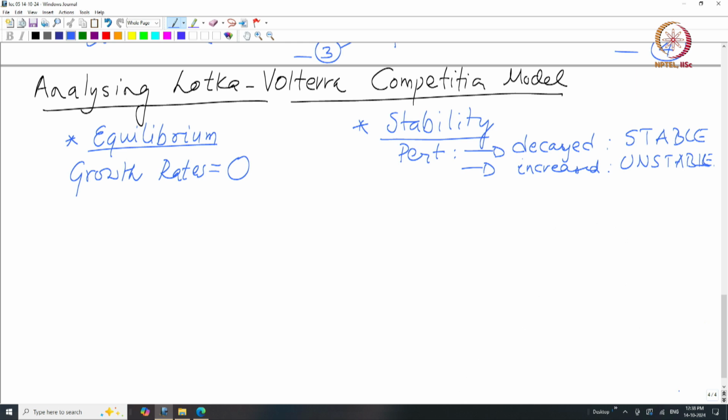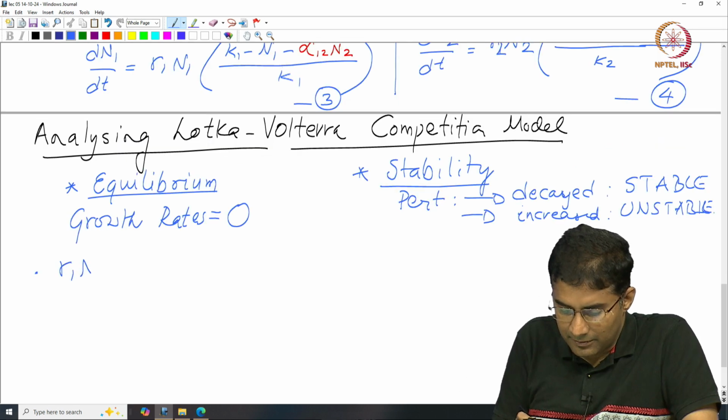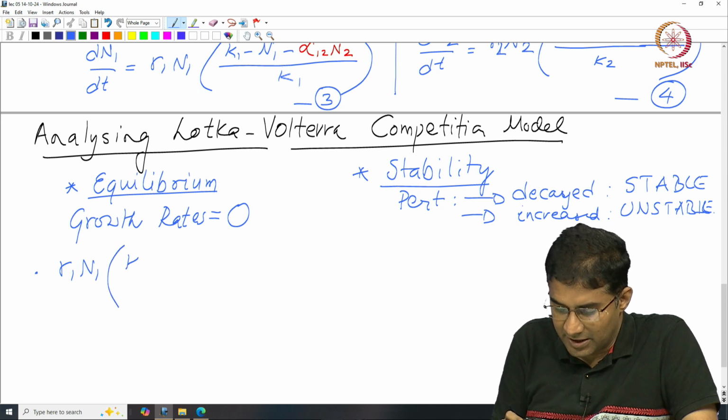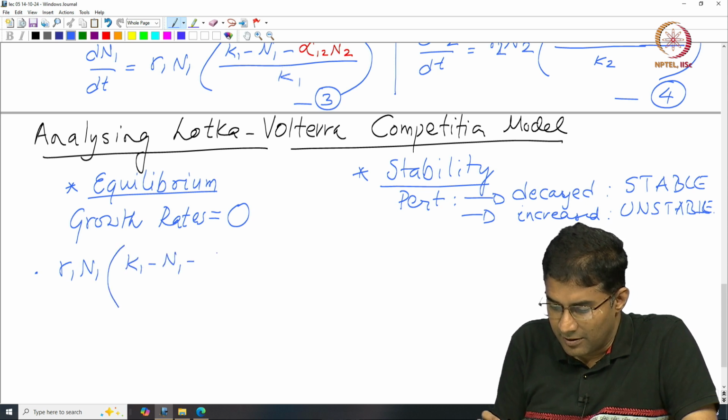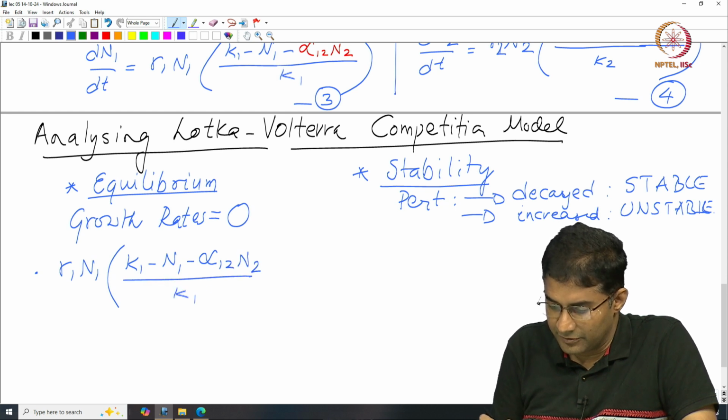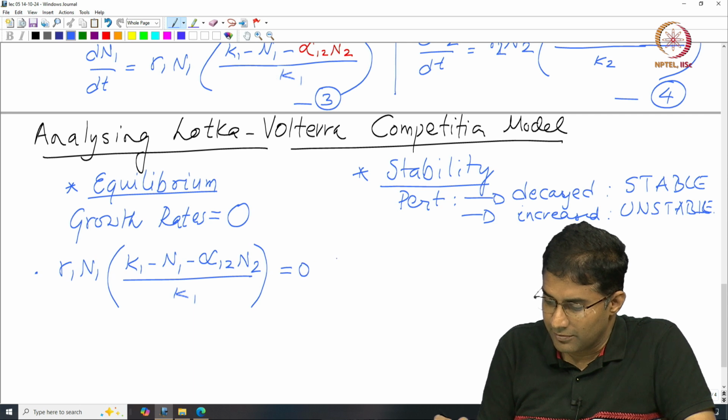In the logistic population model, there was only a single equation because there was a single population that we were studying. Now, there are 2 species and therefore, we have 2 growth rate functions. So, at equilibrium, the new condition is that both the growth rates are 0. Therefore, dn1 by dt is equal to 0. That gives us the condition that r1 n1 times (k1 minus n1 minus alpha 1 2 n2) divided by k1 is equal to 0.